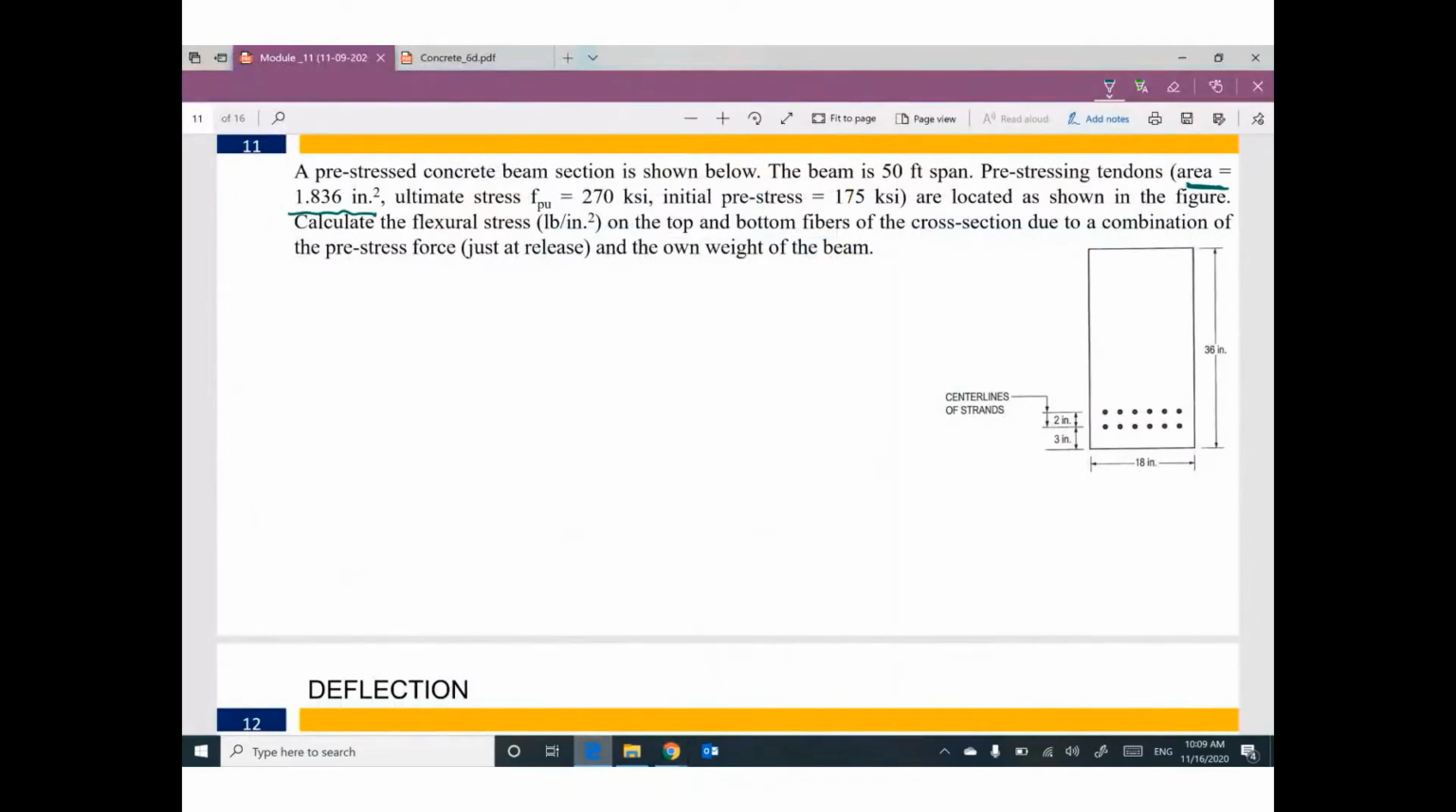Okay, the ultimate stress equals 170. The initial pre-stress is 175. The tendons are located as shown in the figure. We need to calculate the flexural stresses on the top and bottom fiber of the cross section due to a combination of pre-stress force and the unweight of the beam only.